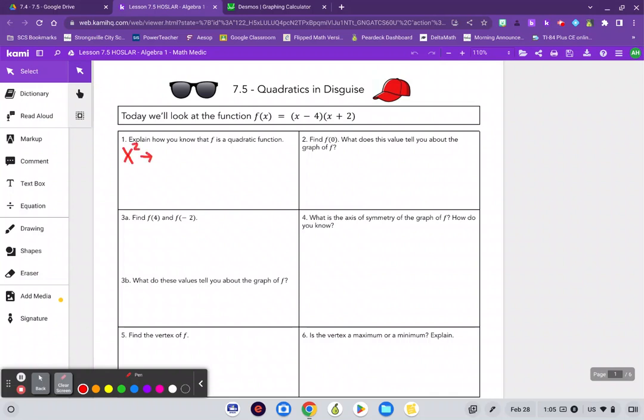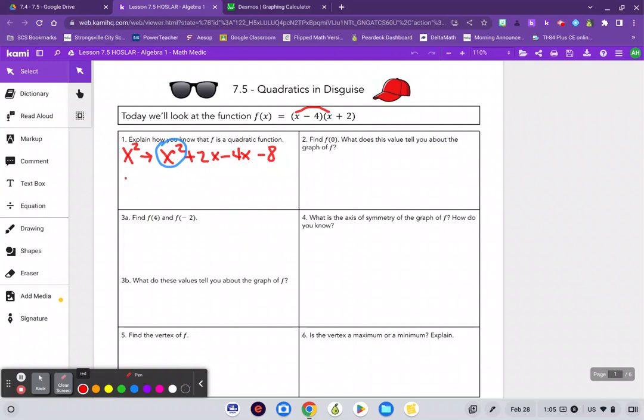If I multiply these x's together, I do get x squared. If we do our box method or our break apart method, we end up with x squared plus 2x minus 4x minus 8. If I combine like terms, I would get that minus 2x in the middle. But because I have an x squared term, that verifies that I have a quadratic.